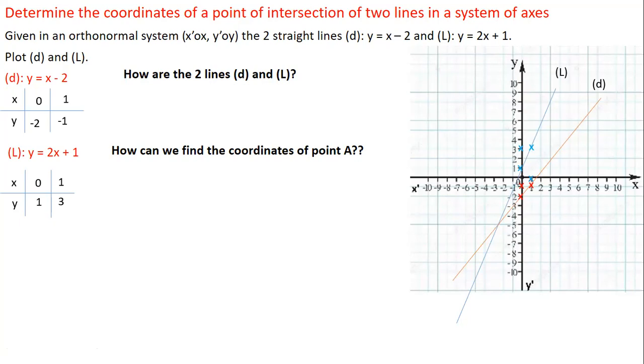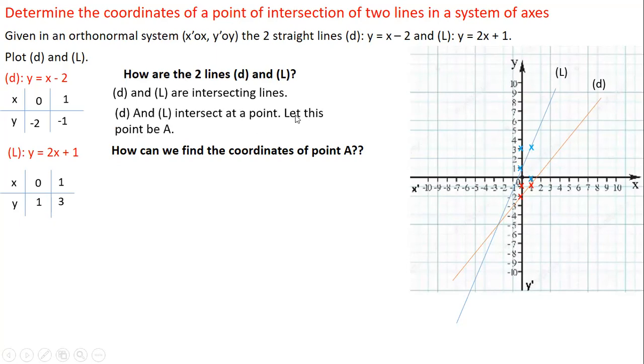They are intersecting lines. So how are the two lines D and L? We say D and L are intersecting lines. This is the point of intersection. Do you see the point of intersection, guys, here? This is the point of intersection of the two lines. Let the point of intersection be A.